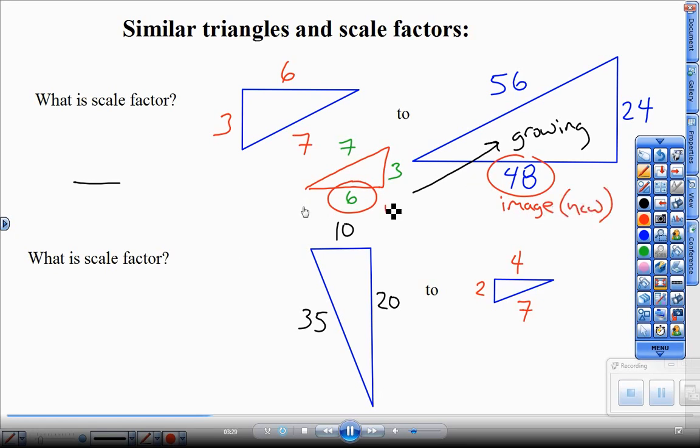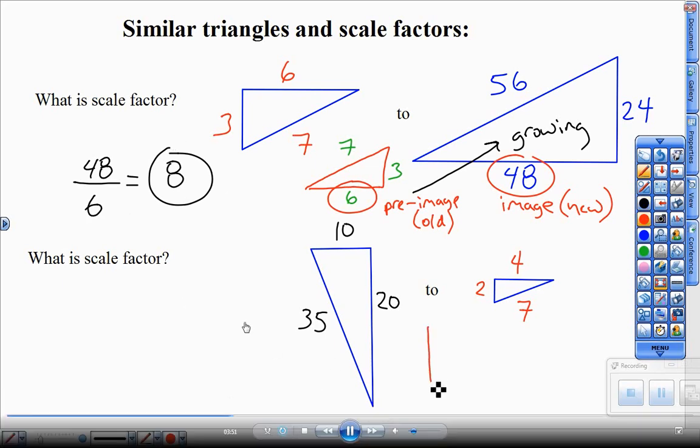Choose any pattern. 6 to 48, you could do 48 divided by 6. 3 to 24, 7 to 56, either set. So I'm going to choose to do 48 over 6. 48, the length that it grew to, divided by 6, the length that it used to be. Gives me a scale factor of 8, which makes sense. When I'm going this way, I'm timesing by 8, timesing by 8. The other problem, you're shrinking, so the scale factor is going to be a fraction because you're dividing down.